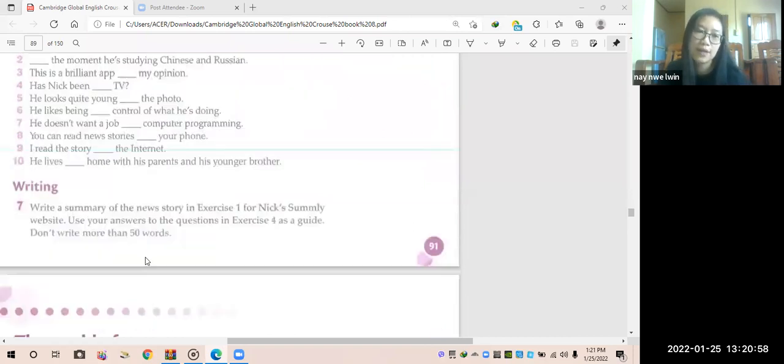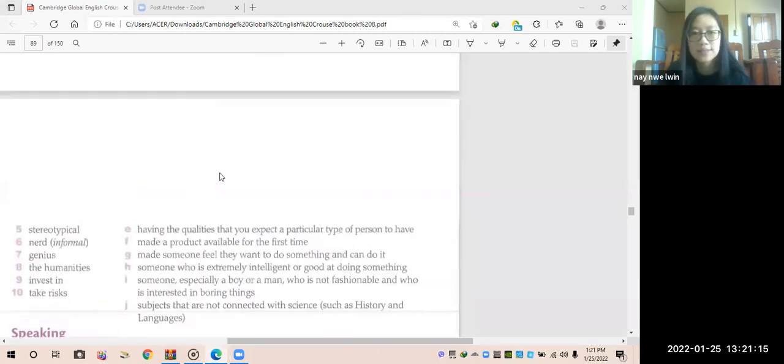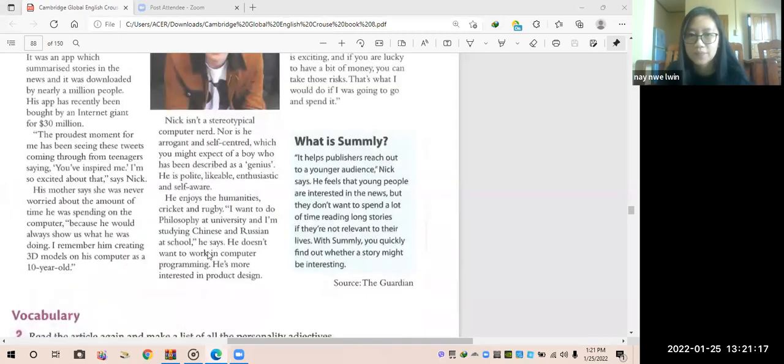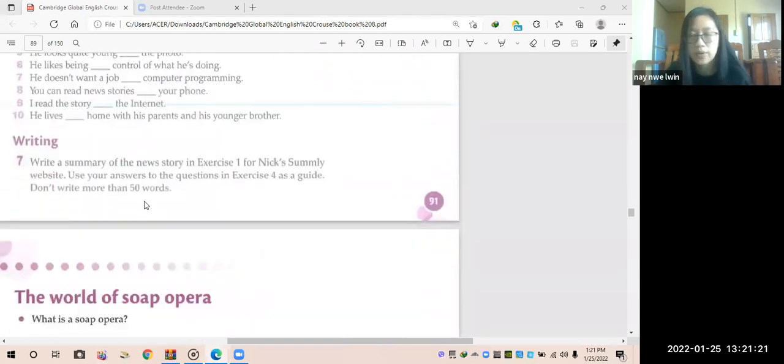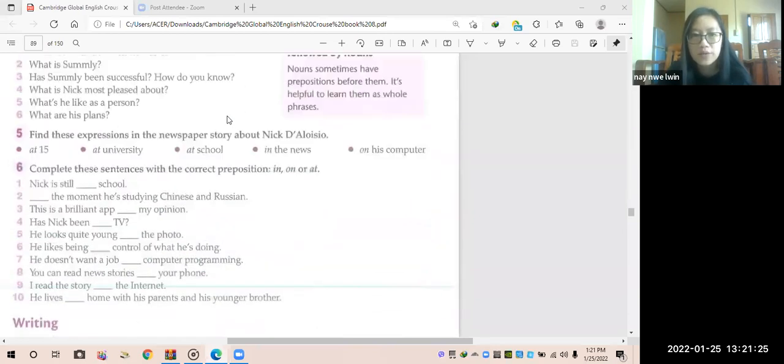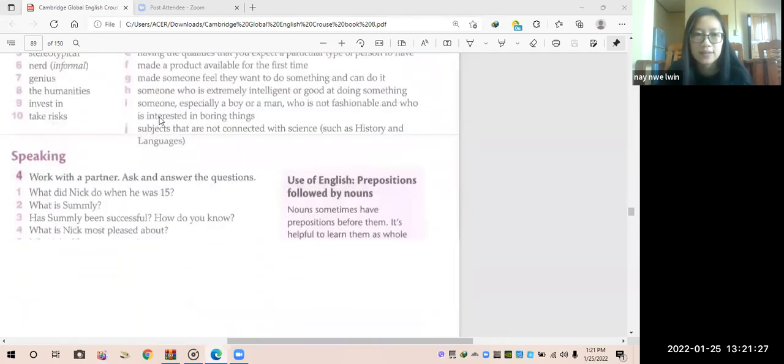So we'll move to number 7. Writing. Write a summary of the news story in exercise 1 for Nick's family website. Use your answer to the question in exercise 4 as a guide. Don't write more than 50 words. So now you have to summarize this whole paragraph, and your word limitation is only 50 words, right? And you can also use the questions from exercise 4 as a guide.